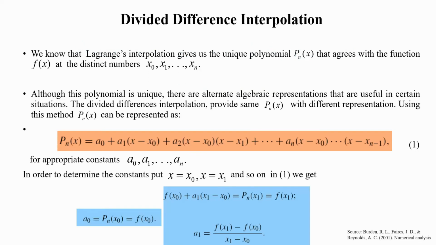As we already know, the Lagrange interpolation formula gives us a unique polynomial Pn(x) that agrees with the original function at the distinct points x0, x1 till xn. So if there are n plus 1 distinct points, we know how to find the Lagrange interpolation polynomial.